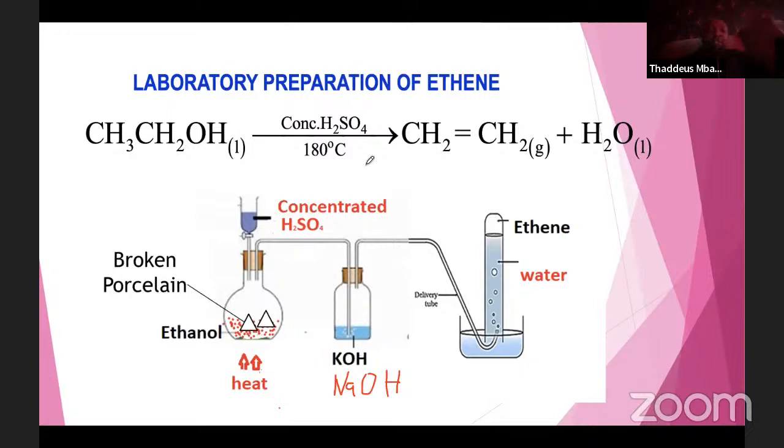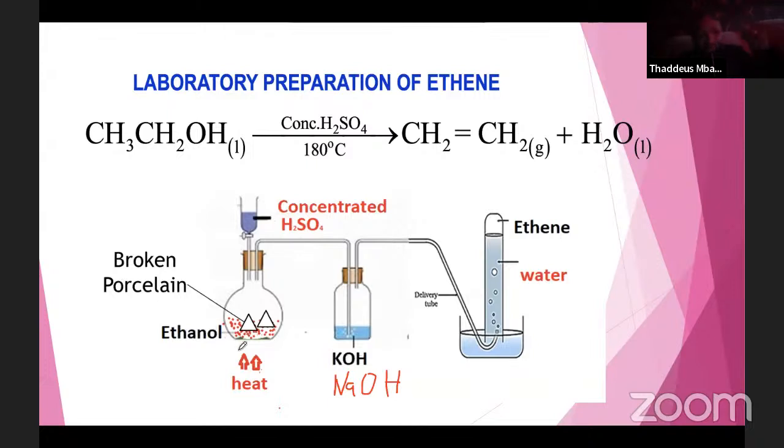So impurities like sulfur dioxide, which can come from the decomposition of ethanol and sulfuric acid, can pollute the gas. So we pass it through potassium hydroxide or sodium hydroxide, which will remove the impurities, sulfur oxide and carbon dioxide.